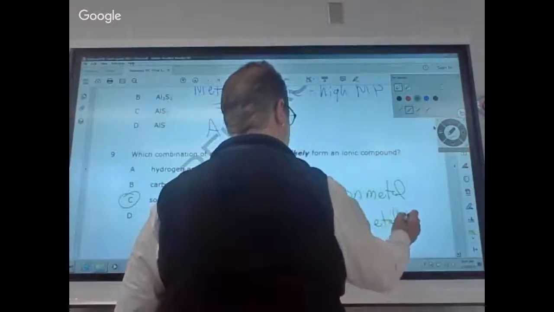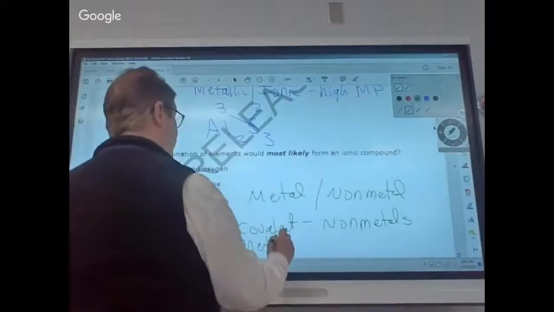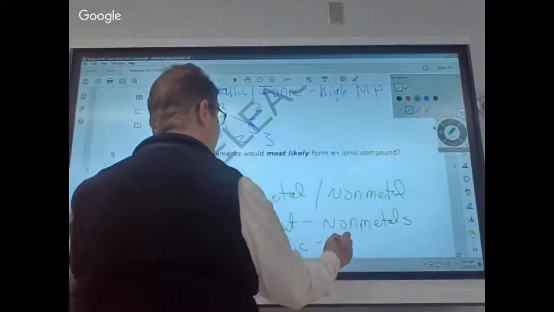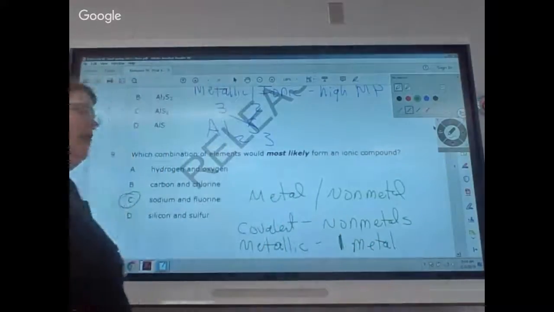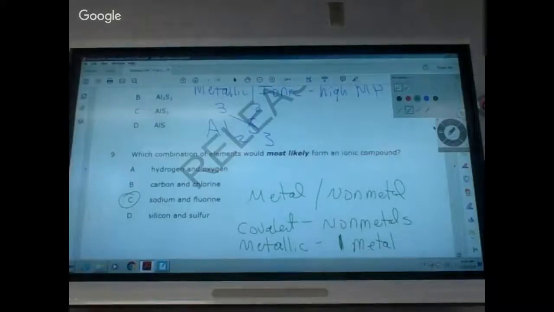Non-metals. And metallic would have to be what? Just a metal. One metal. Okay? They're not going to try to trip you up. They're going to give you a singular metal if they're trying to give you a metallic bond on the test. They'll say like nickel. They'll say iron. They might be tricky and say sterling silver, which is an alloy, and they might say brass, but they're not going to give you aluminum nickel. They're not going to try to combine two metals. It'll probably be a singular metal.